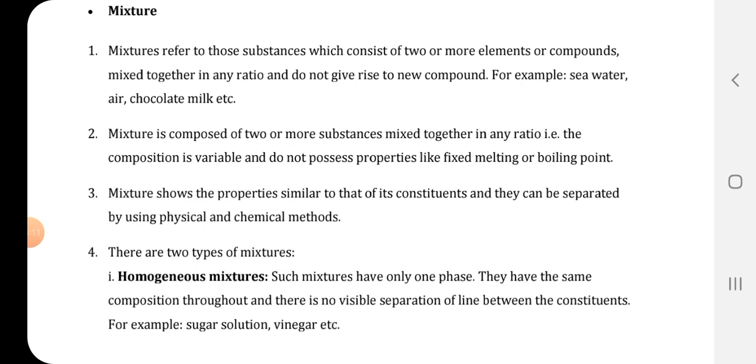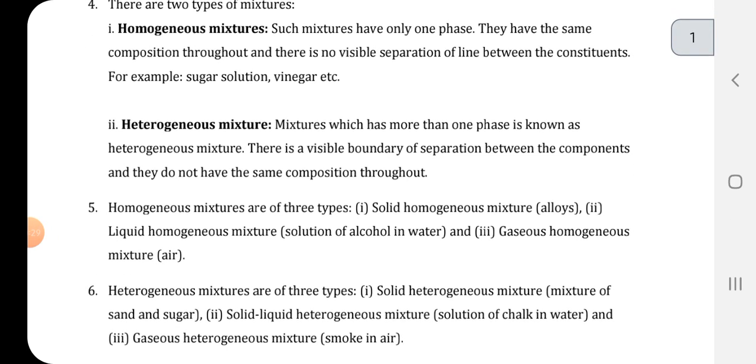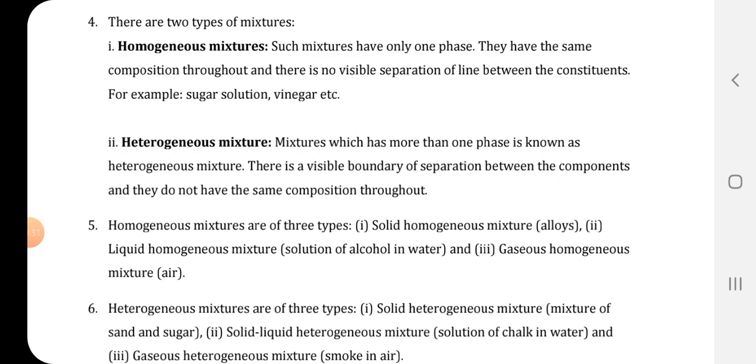Mixture. What is a mixture? Mixture refers to those substances which consist of two or more elements or compounds mixed together in any ratio and does not give rise to a new compound. For example, seawater, air, chocolate milk, etc. There are two types of mixture: homogeneous mixture and heterogeneous mixture.